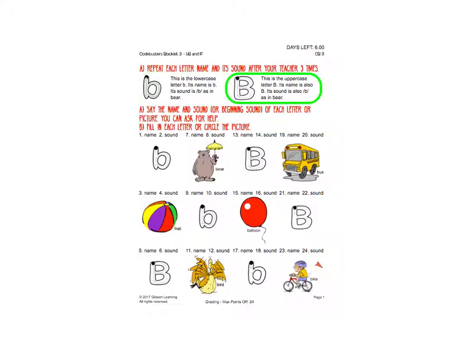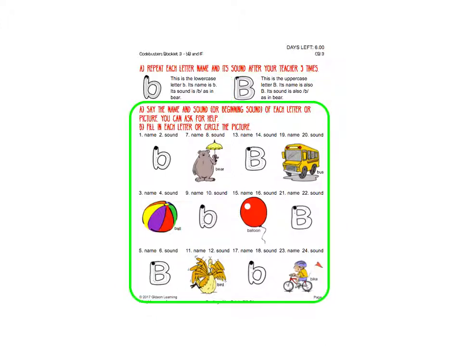This is the uppercase letter B. Its name is also B. Its sound is also B, as in bear. B, B, B. And now we can write our own uppercase letter B. Now let's go on to the next section.